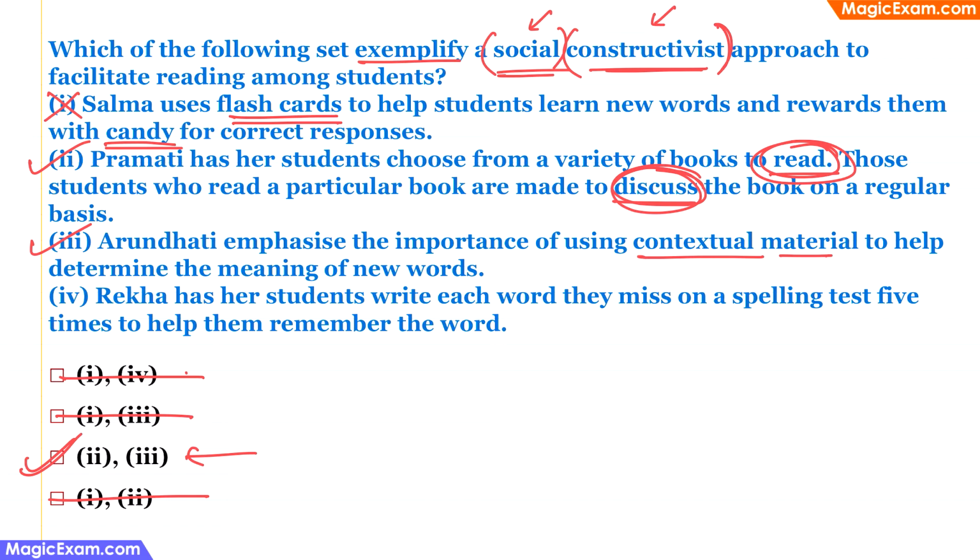The last one is, Rekha has her students write each word that they miss on a spelling test 5 times to help them remember the word. Now this is where Rekha is actually giving them a punishment. If they write the word wrongly, then she makes them repeat writing it 5 times. Therefore, here she is using punishment to make them memorize the word, and it is not necessary that they actually understood what that word means. Therefore, this is incorrect. Therefore, only 2 and 3 are correct examples of social constructivism.